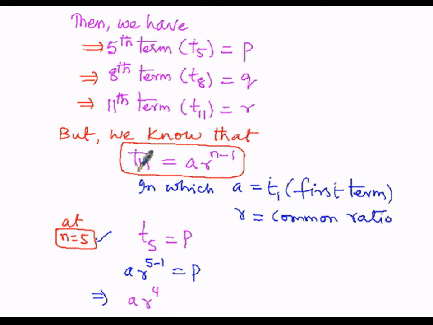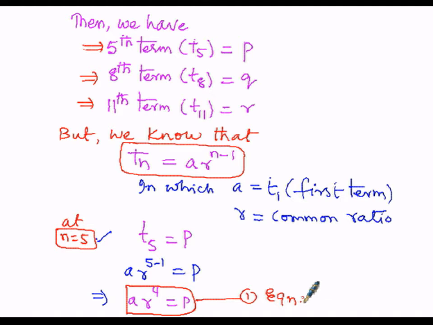Your nth term is a r to the power of n minus 1, 1 less than this nth term. So here T5, the fifth term, will be a r to the power of 1 less than this condition, that is 5 minus 1. So a r to the power of 4 equals P. In this manner we got the first equation: a r to the power of 4 equals P is the first equation.